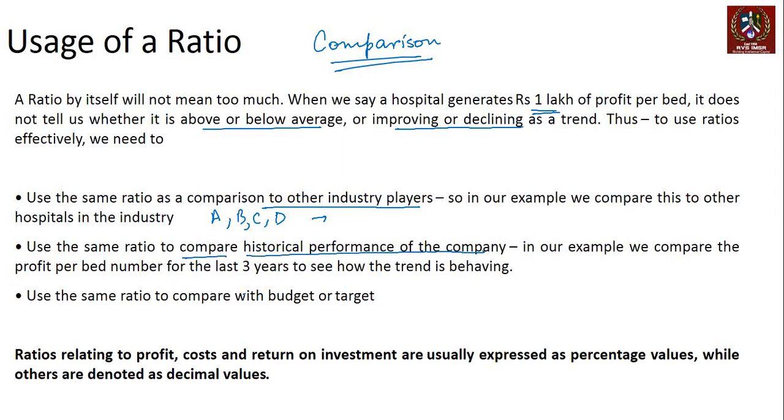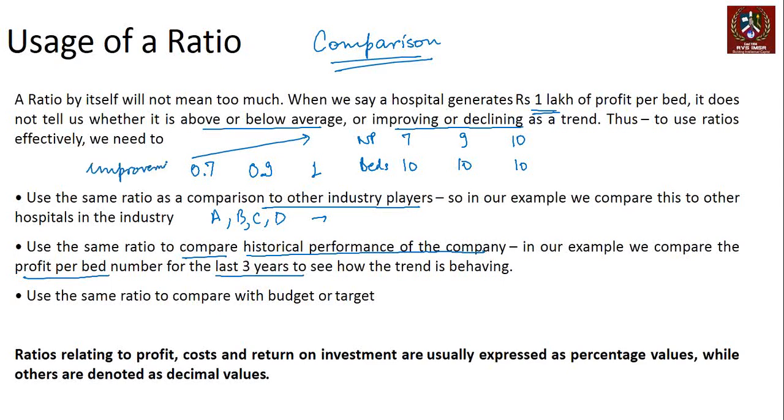In our example, you could look at the profit per bed number for the last 3 years. Maybe this year it is 1, last year it was 0.9, and the year before that it was 0.7. So maybe they had 10 beds, but they were making a profit of 7 lakhs. Then at 10 beds, they started making a profit of 9 lakhs. And then at 10 beds, they made a profit of 10. So this number is moving upwards. That's an uptrend, that's an improvement, right?